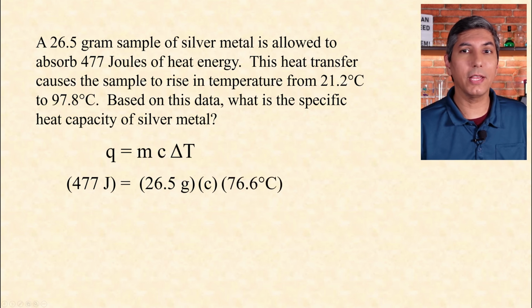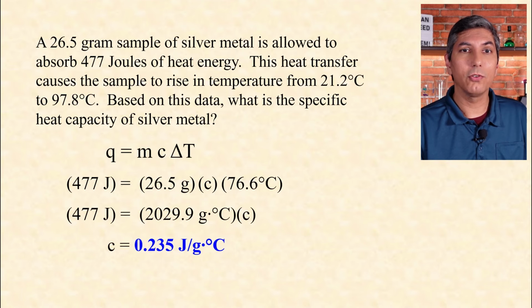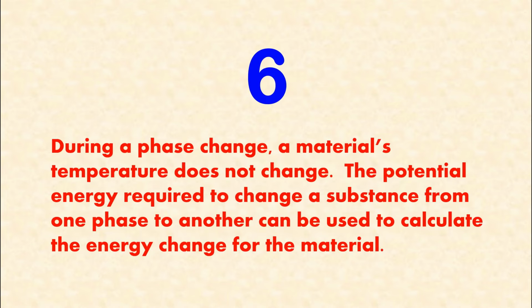We do some multiplication and division and find that the specific heat capacity is 0.235 joules per gram degree Celsius. Number 6. During a phase change, a material's temperature does not change. The potential energy required to change a substance from one phase to another can be used to calculate the energy change for the material. Let's say we have this problem.